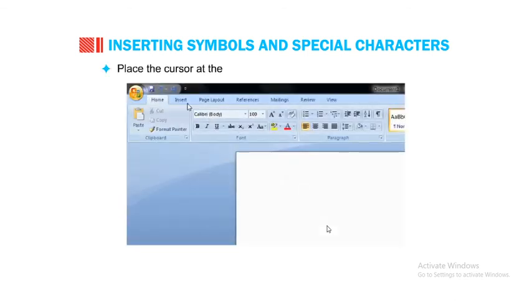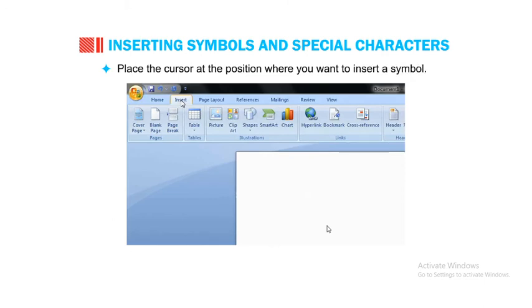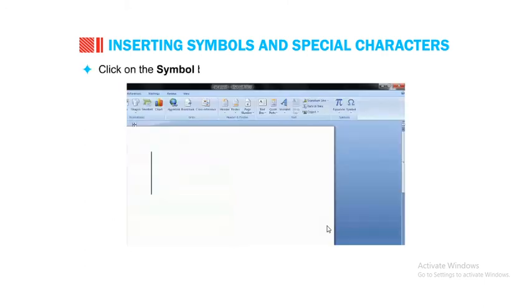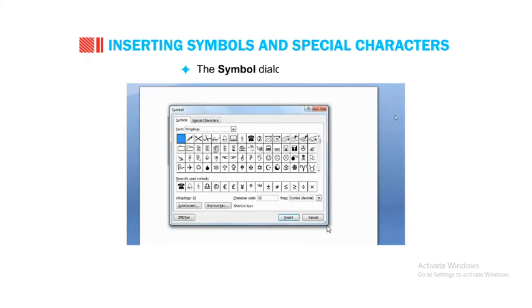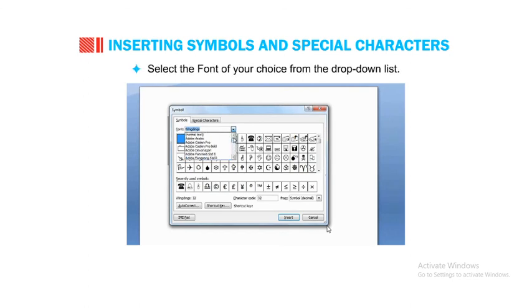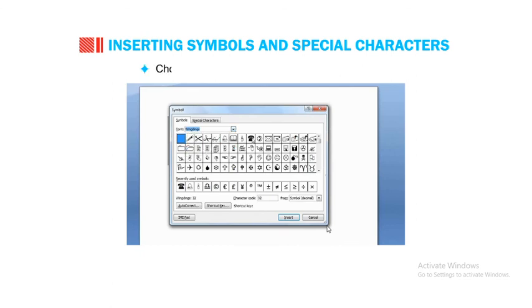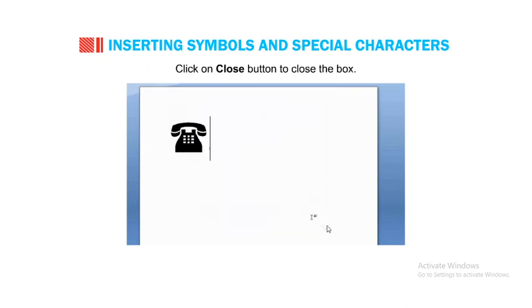Place the cursor at the position where you want to insert a symbol. Click on the Symbol button in the Symbols group on the Insert tab. Select More Symbols option. The Symbol dialog box appears. Select the Symbols tab if it is not selected. Select the font of your choice from the drop-down list. Examples: Wingdings. Choose the symbol and click on the Insert button. Click on Close button to close the box.